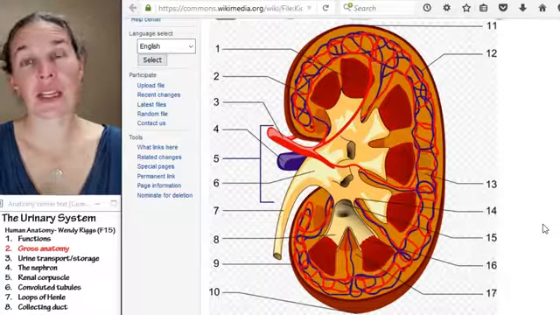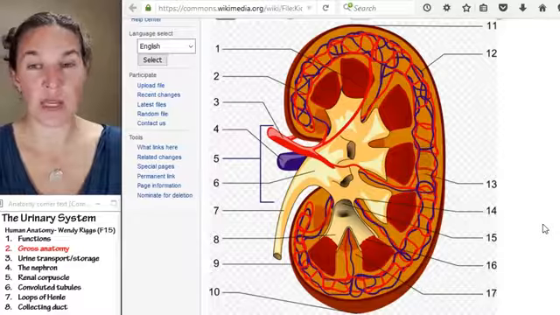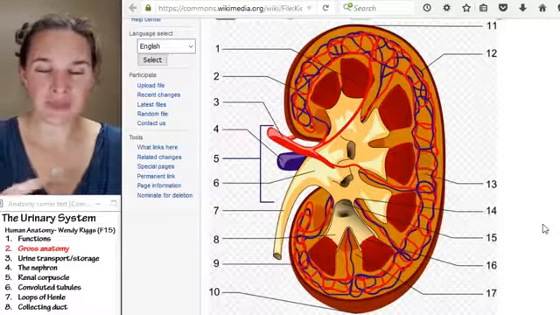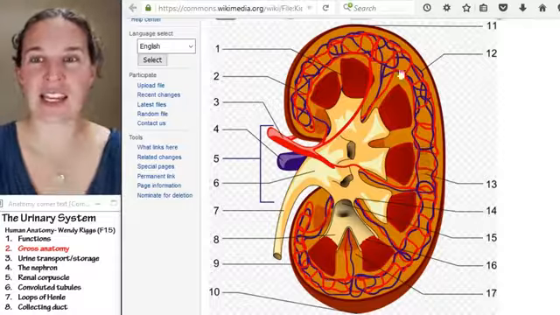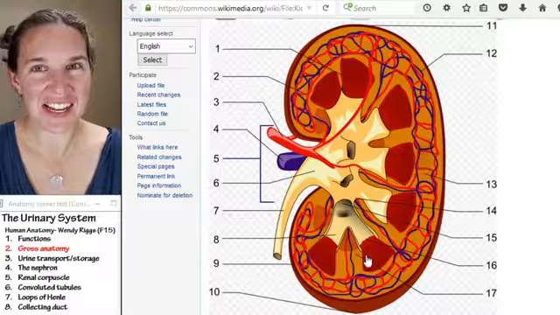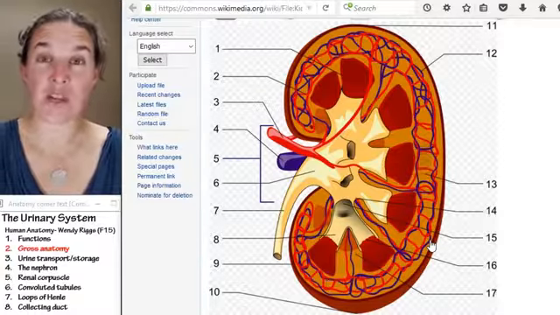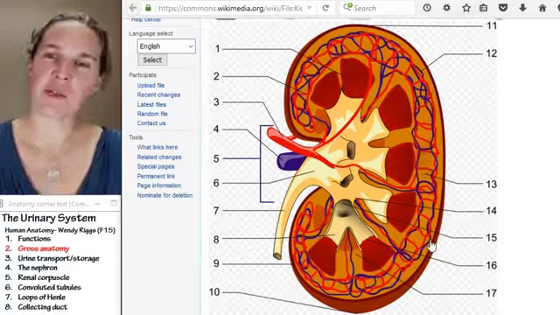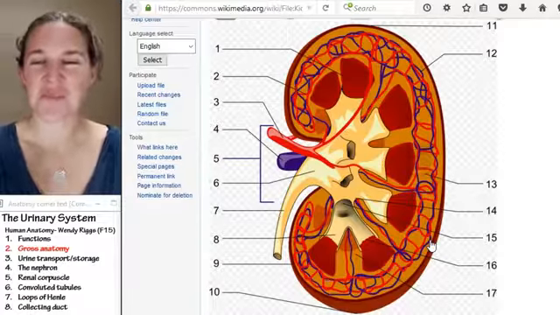We're going to start looking at the gross anatomy of the kidney, and we're going to do it in two different ways. We're going to look at a kidney that's just hanging out, and then we're going to look at a kidney that's been sliced in half. This is my sliced in half kidney, and I'm actually going to draw the kidney for you because I think it's always valuable to draw pictures of your own structures.